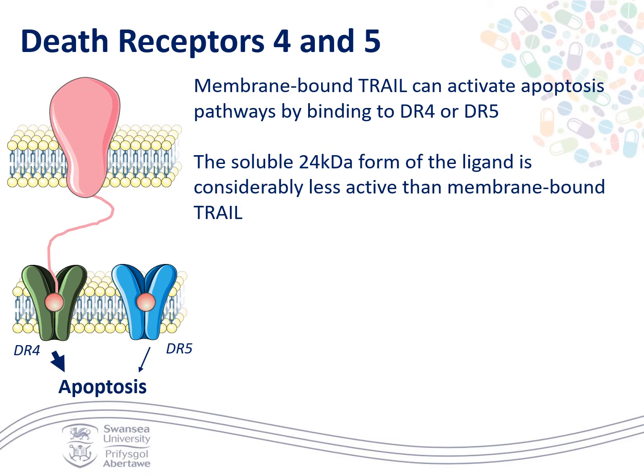The soluble 24 kilodalton form of the ligand is considerably less active than the membrane-bound TRAIL. So TRAIL, when it is still a transmembrane protein, is much more active than once it's cleaved and forms a soluble portion which can then activate receptors independent of its transmembrane protein.